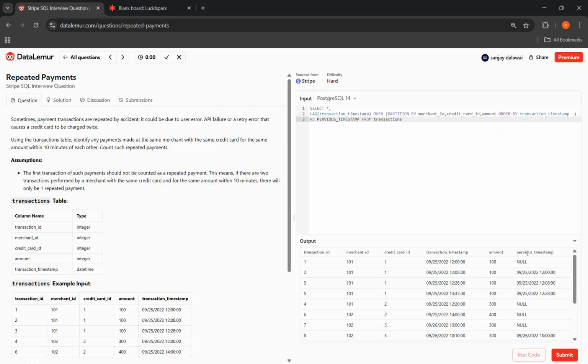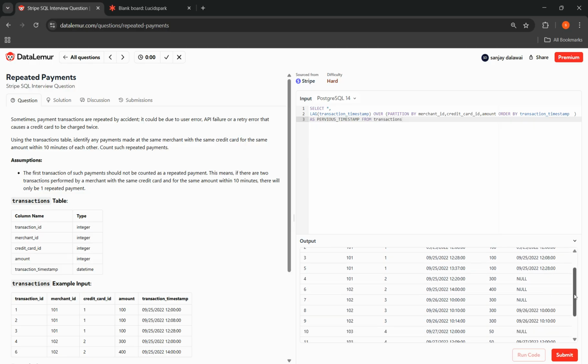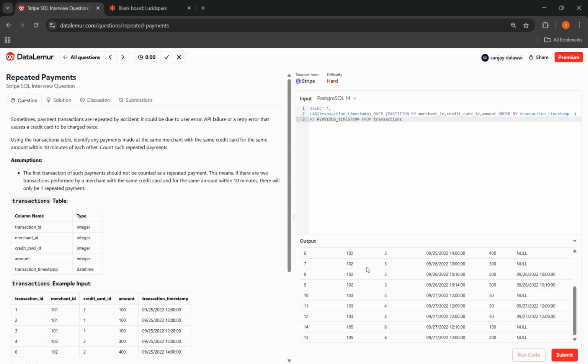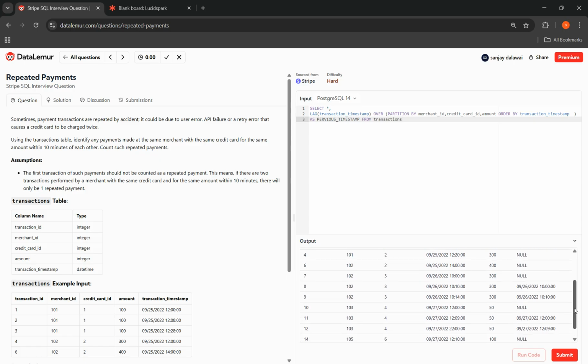So here we can see that we are getting the previous timestamp. In the first record we are getting null because we don't have a previous record, and for the records which have the same merchant ID, credit card ID, and the amount, we are getting the previous timestamp. For example, here we are getting the timestamp of this, and here we are getting null because the amounts are different, and when we change from one credit card to another credit card, we don't have a previous record, that's why we are getting null.